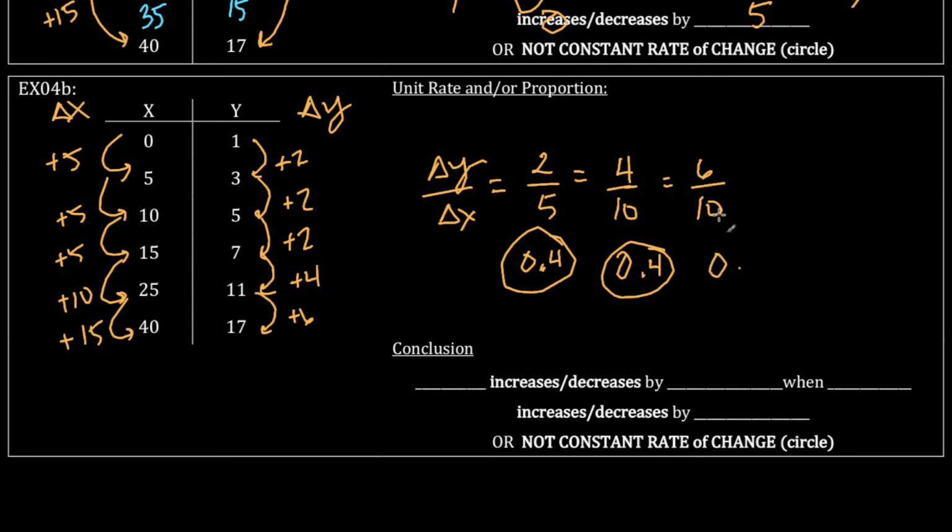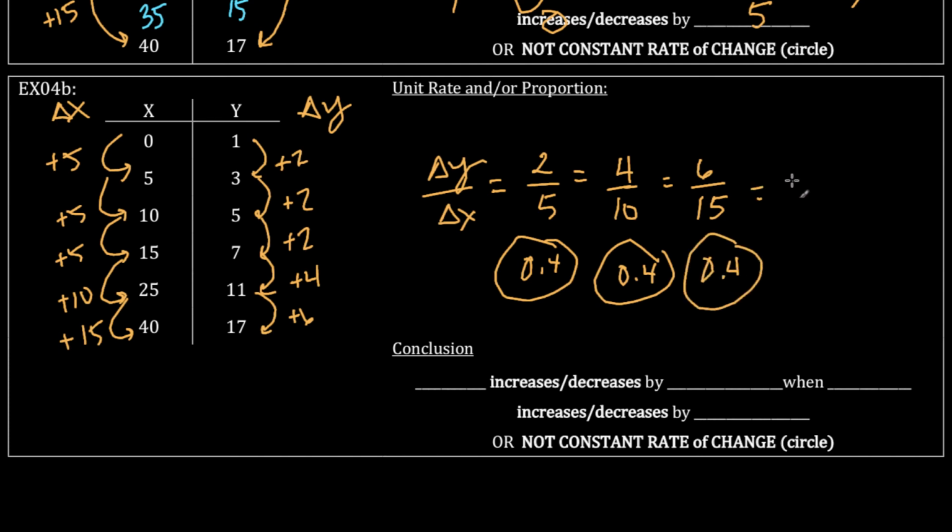And I did it again. Let me make that correction. I don't know why I keep saying or writing 6 over 10, 6 over 15. So 2 over 5 is 0.4, 4 over 10 is 0.4, and 6 over 15 is 0.4. So these are all secretly 0.4. So it's constantly the same.